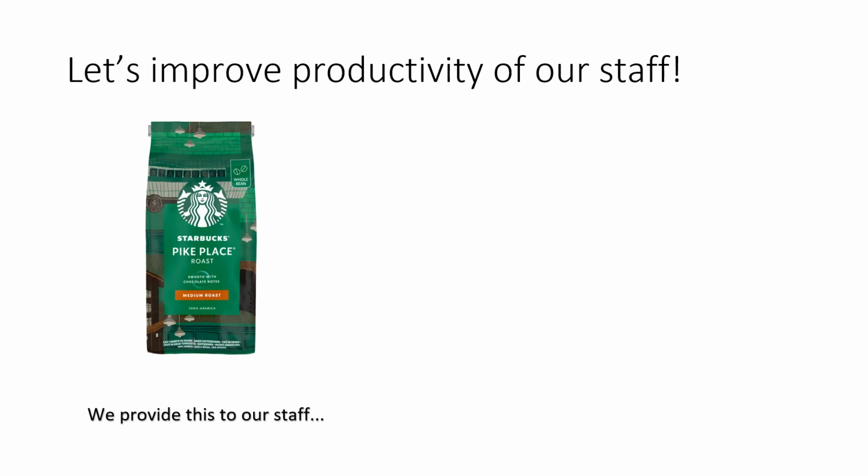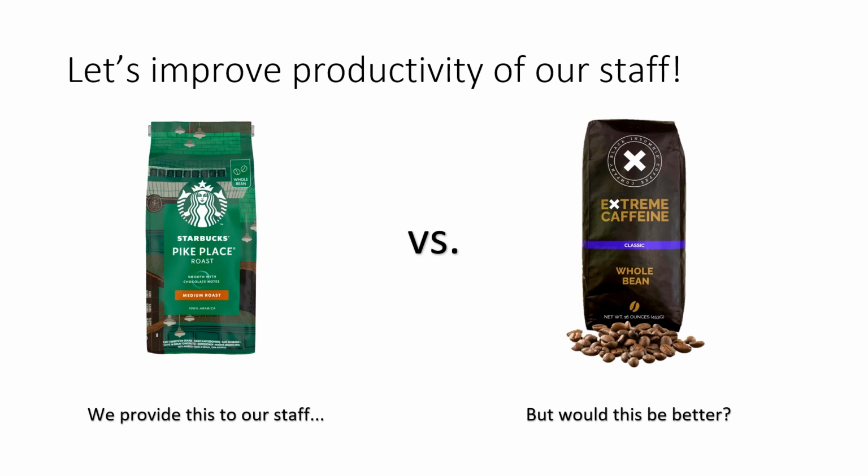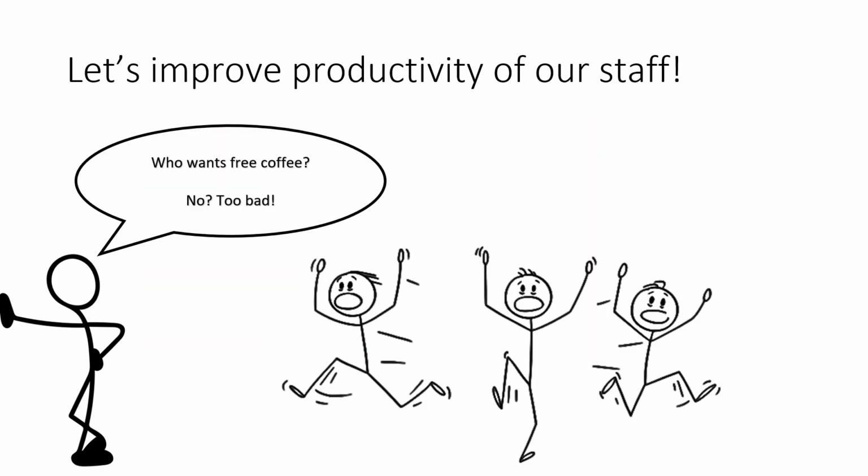Right now, we give our staff some classic Starbucks Pike Place roast. This has about 235 milligrams of caffeine per cup. But would it be better if we switched out our coffee to something called Black Insomnia Extreme Caffeine, which has about 1,105 milligrams of caffeine per cup? That'll wake our employees up and get them hyped for the day, we think.